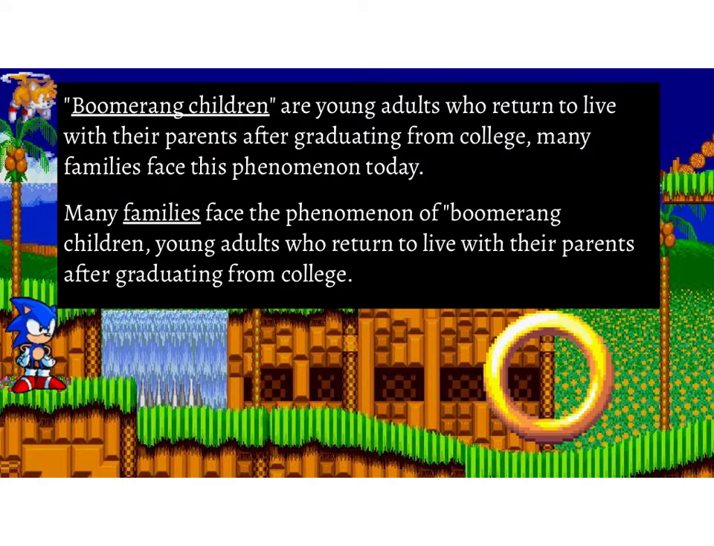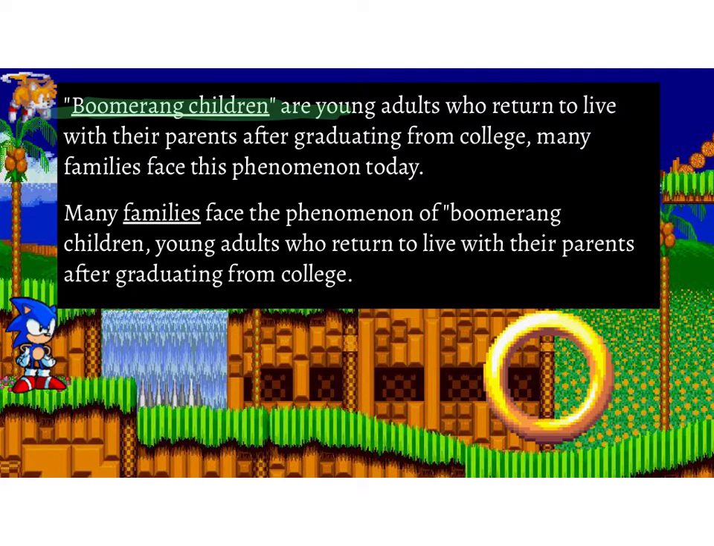What I did is I took the active subject in that first sentence, boomerang children, made that the subject of the sentence, and then wrote from there on. So: boomerang children are, and notice that the subject and verb are right next to each other. That's one of the things that makes a sentence a lot more clear and easier to understand. Boomerang children are young adults who return to live with their parents after graduating from college. Many families face this phenomenon today. That should actually be a semicolon between those, but you get the idea.